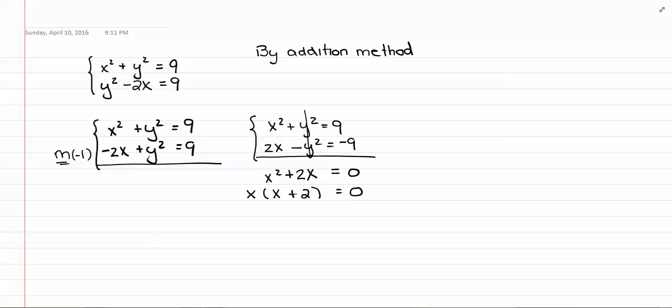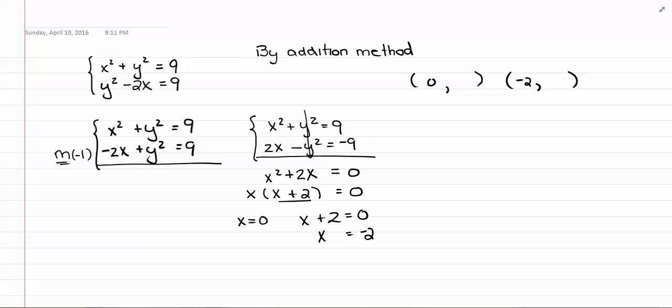From here, set each factor equal to 0, solve for x. So one value is x equals 0, the other one is going to be x equals -2. What that means is you found the x-coordinate for the two points. So one is 0, the other is -2. And to find the appropriate y-coordinate, you need to plug back into one of the two equations and then solve. It doesn't really matter which one you pick.